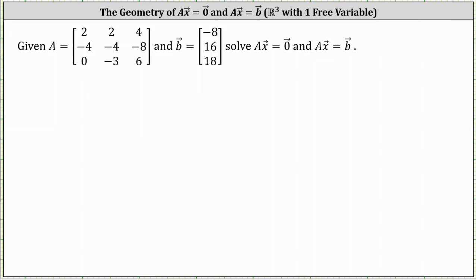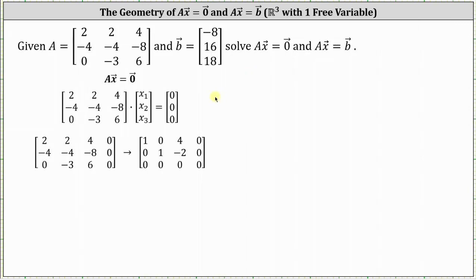In this lesson, we will take a look at the geometry of the solutions of the homogeneous equation Ax equals 0 and the non-homogeneous equation Ax equals b in R3 with one free variable. Notice we are given matrix A and vector b below. Let's first solve the equation A times vector x equals the 0 vector.